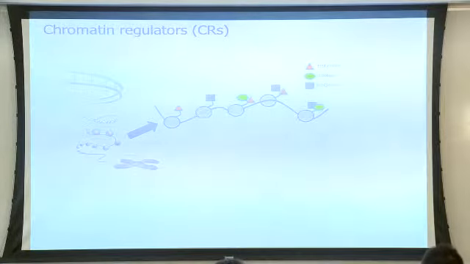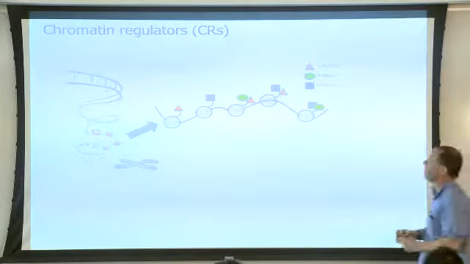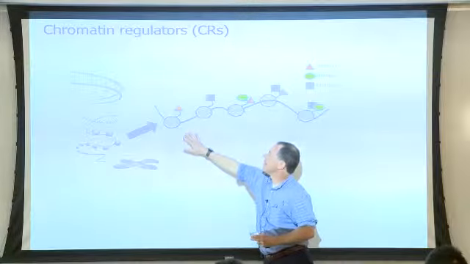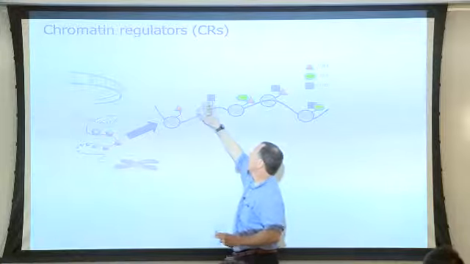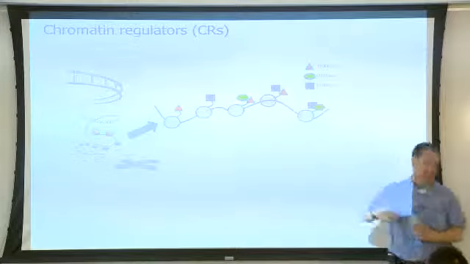So what is responsible for these modifications to histone? This is a slide I'm indebted to Alon for. Alon and Oren, I believe, made this. It illustrates the point that in this picture, these are octamers with tails that are modified with these modifications.